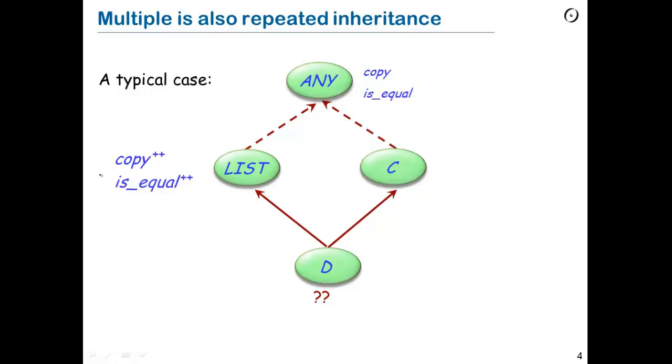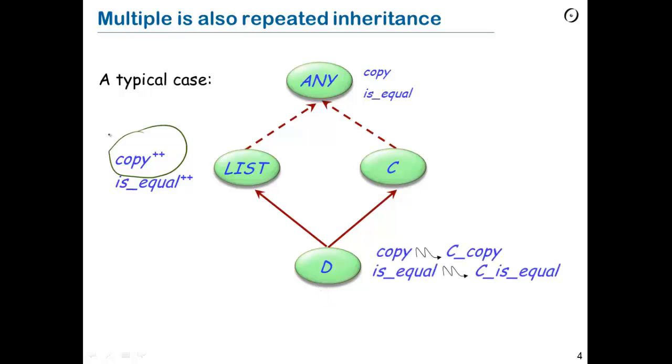So the question in D arises of which copy and is equal we are going to use. Do we use the version from list or the version from C? On the surface, this is just a normal name clash. We have copy on the list side, which has been redefined, and we have copy on the C side, which has not been redefined.